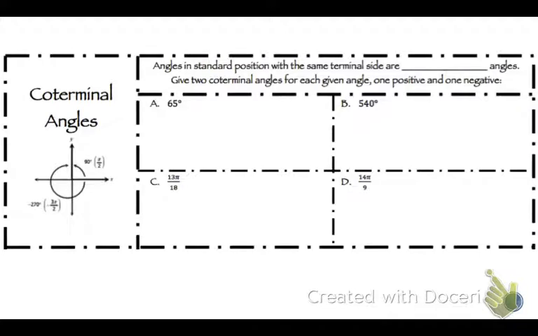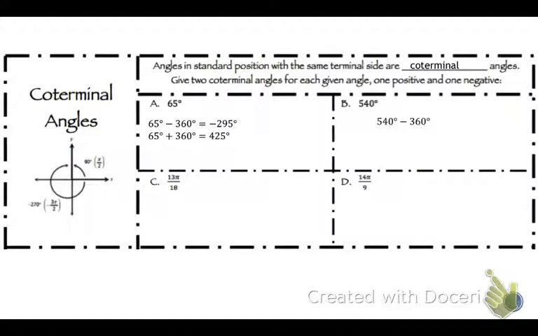Now, coterminal angles. So coterminal angles are angles that have the same terminal side. So they stop at the same side. So I have to give 2 coterminal angles for each angle, one positive, one negative. So I'm going to do 65 minus 360, 65 plus 360, because a full rotation is 360, so I just have to add a full rotation or subtract a full rotation. So 65 minus 360 is negative 295. 65 plus 360 is 425.